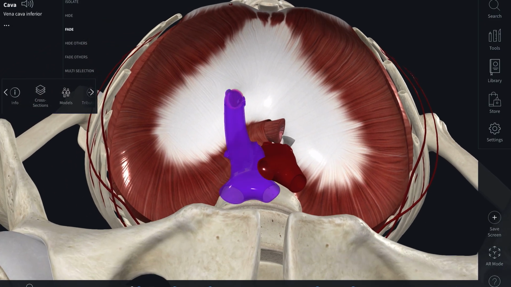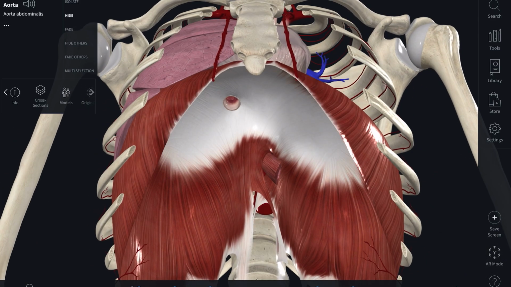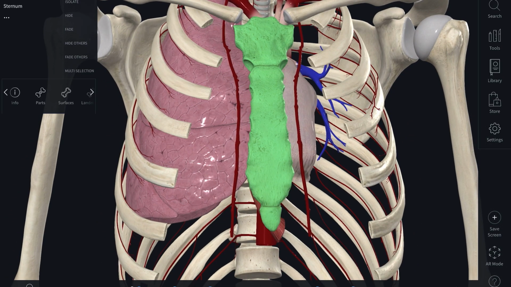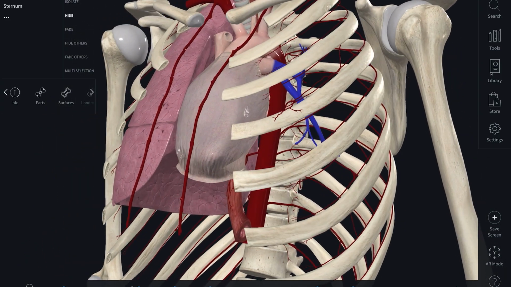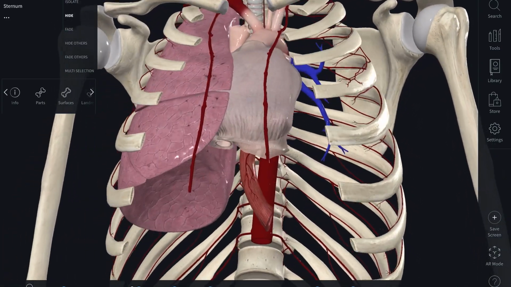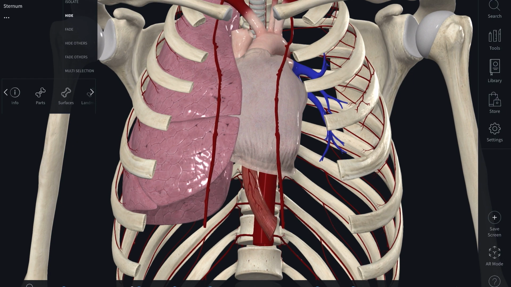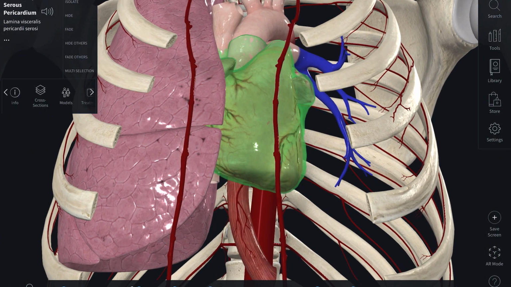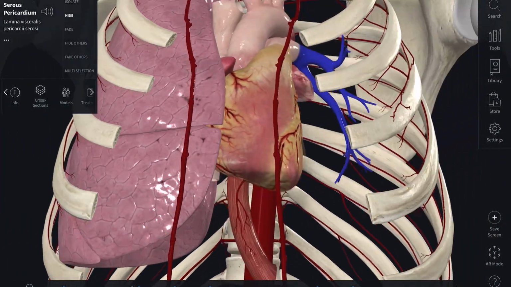Let's go ahead and remove this stuff that we've seen right here. I'm going to go ahead and remove the sternum. So here we have that heart with that pericardium on it. It's that fibrous pericardium. And then underneath that, we have that parietal layer of the serous pericardium, if you remember. And then it is the visceral layer of the serous pericardium. And here's our heart.